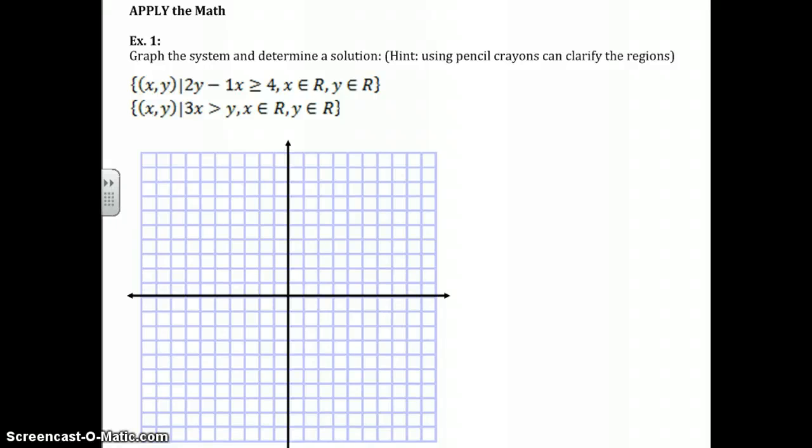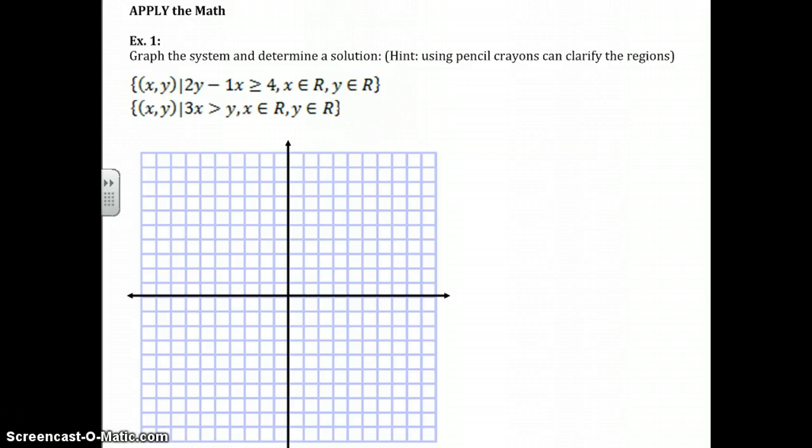Hi, and welcome to 6.3 example 1. Here we want to graph this system of linear inequalities and determine a solution. So in this case we have two linear inequalities that we want to graph, and we want to find out where their two shaded in areas will overlap.